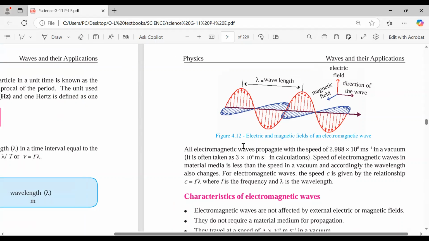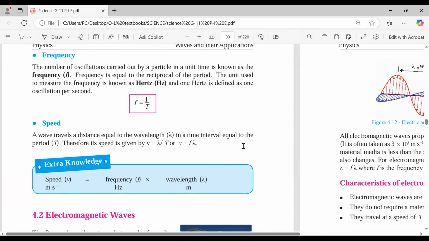Okay, so if we go through this part, let's finish the definitions too. When we talk about frequency, it is the number of oscillations carried out by a particle in a unit time. Given 1 second, in 1 second, how many times is it going to vibrate? How many oscillations is it going to carry? Accordingly, you have the equation F equals 1 over T. F equals 1 over T. And the other way is also true. T equals 1 over F. Do you all agree with this?